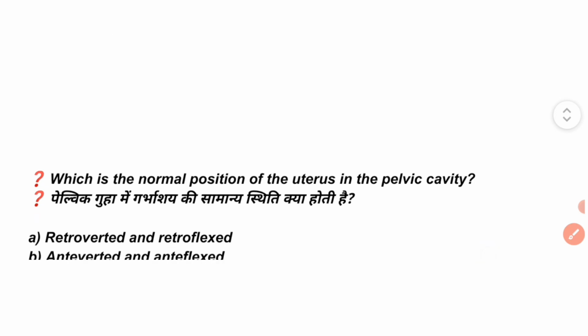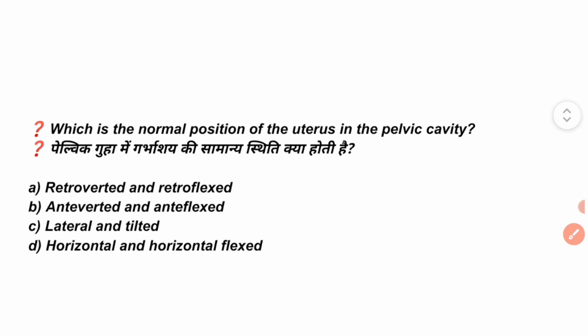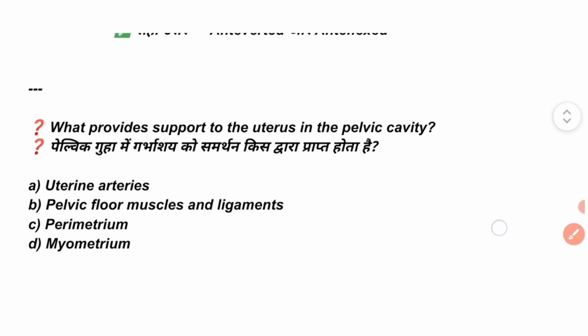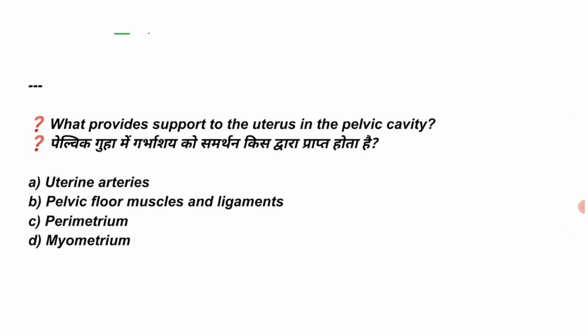Next question. What is the normal position of the uterus in the pelvic cavity? The right answer is option B, anteverted and anteflexed. Next question. What provides support to the uterus in the pelvic cavity? The right answer is option B, pelvic floor muscles and ligaments.